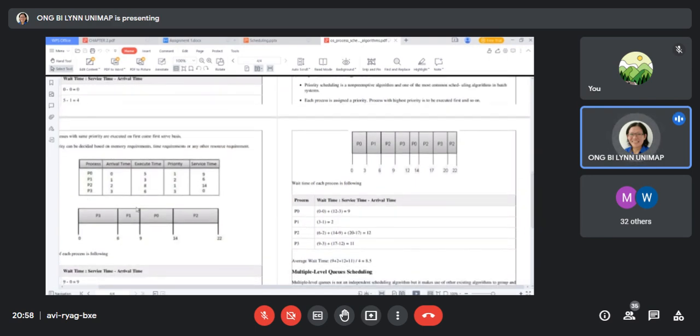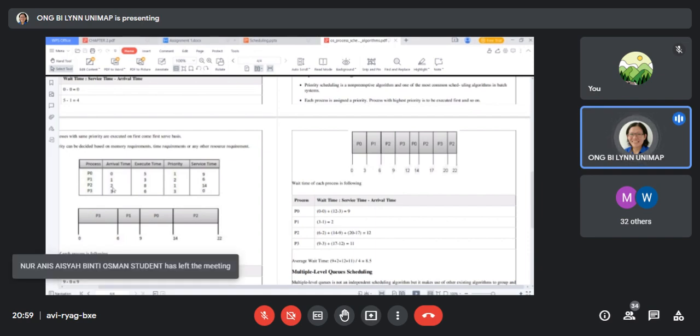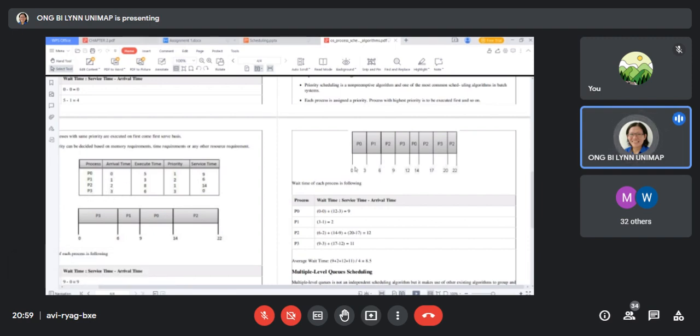Okay, so this is the table. You are using this table for round robin. P0 comes in at 0 second, followed by P1 at 1 second, P2 at 2 seconds, and P3 at 3 seconds. So at time 0, no one is inside the queue, only P0. So P0 will be run first, for a quantum of 3.